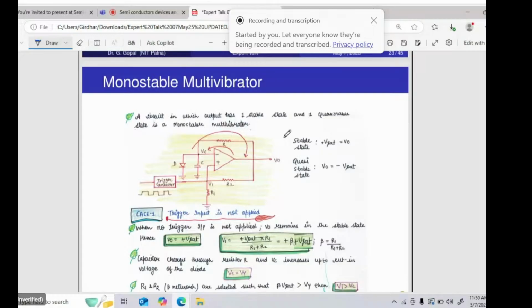So for this time, I am considering V naught equal to plus V sat as a stable state, and V naught equal to minus V sat as a quasi-stable state. And if you remember quasi-stable state in your mind, for a little period of time there is some output, that is quasi-stable state only, right? And in the stable state the output remains in this state until and unless a trigger is applied, right? Means your circuit stays in this state, but if you apply an external trigger, then it will switch from plus V sat to minus V sat, right?